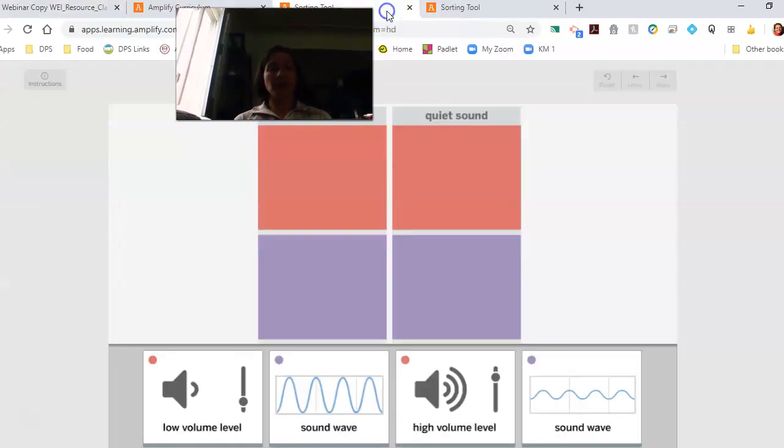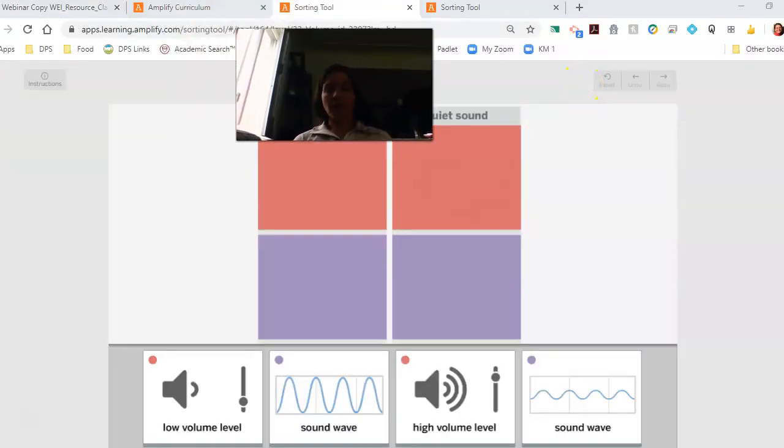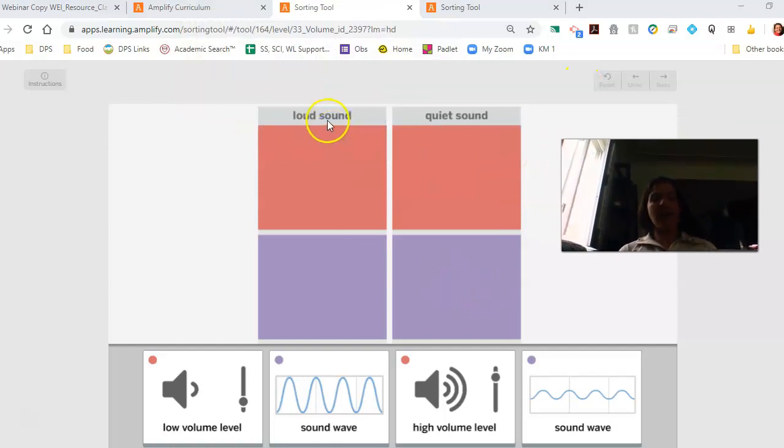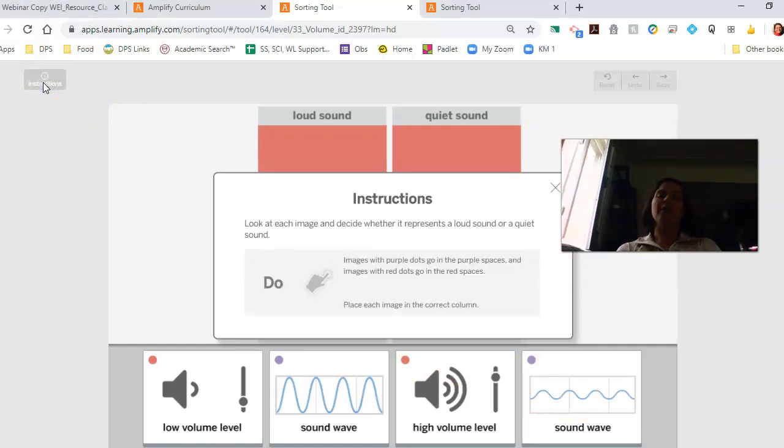So I'm going to go to the sorting tool. And it looks like I have this side is loud sounds. This side is quiet sounds. And I've got some different pictures here. First thing I'm going to do is click and look at the instructions. The instructions tell me look at each image and decide whether it represents a loud sound or a quiet sound. Images with purple dots go in the purple spaces, and images with red dots go in the red spaces. We're going to place each image in the correct column.